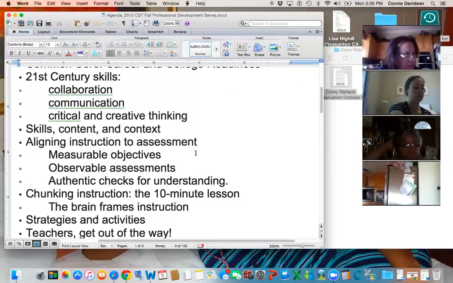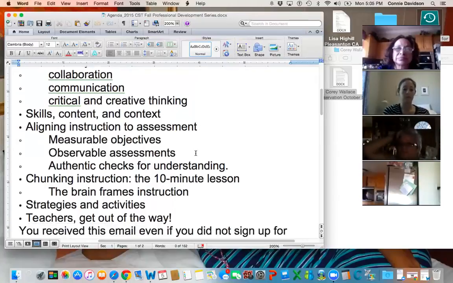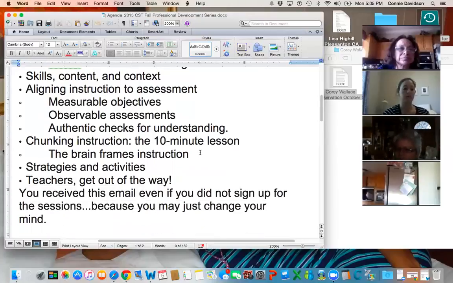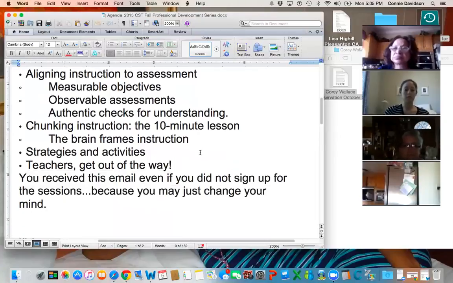We're going to look at how this aligns with measuring objectives, assessment, and authentic checking for understanding. And we're going to talk about the 10-minute lesson. We're going to just briefly touch on strategies and activities that I want you to start incorporating into your practice as soon as you can. And for some of you, if I've already observed you, I most likely have already talked to you about this. But I just want to make sure that you have the opportunity to think about what you're going to be doing tomorrow and how can you incorporate these very simple but dynamic strategies into your practice.